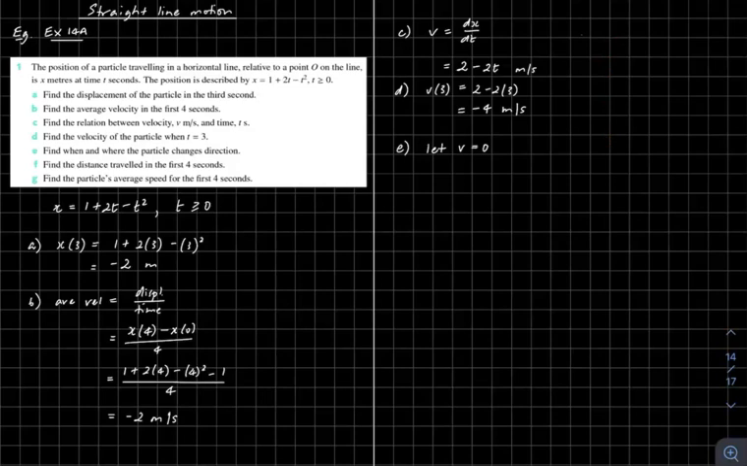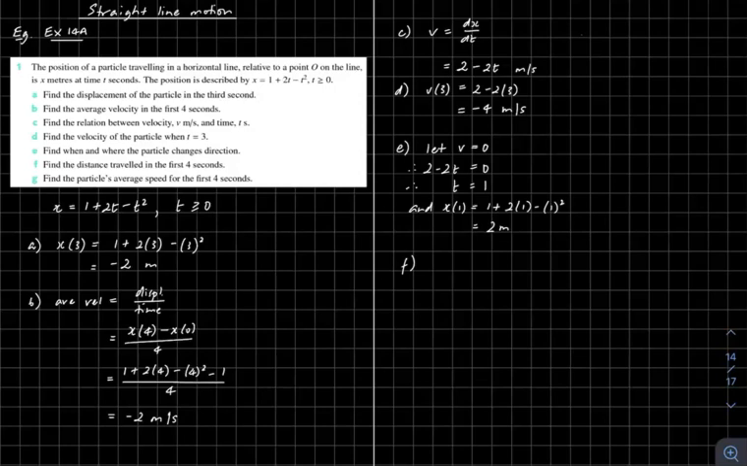So we let v equal 0, 2 minus 2t equals 0, and therefore t is equal to 1. So that's the when it changes direction. And what about where? Well, we want to know where the object is after 1 second. So what's that? 1 plus 2 times 1 minus 1 squared. That's going to be 2. So that's when and where it changes direction.